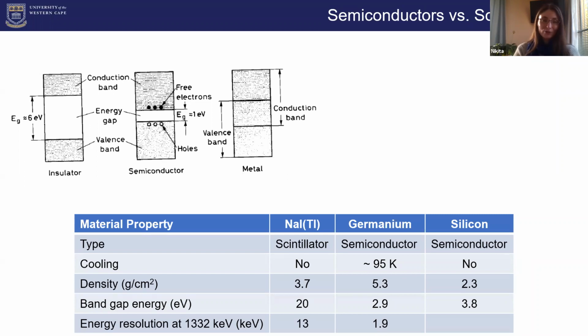Here, the band gap energy is the energy gap between the valence and the conduction band. So first, let's go straight to germanium, 2.9 electron volts. It is very, very small. And this is where the magic happens. If you compare with silicon, it is just a little bit higher, not bad at all. But if we look at scintillators, we are talking about a totally different game.